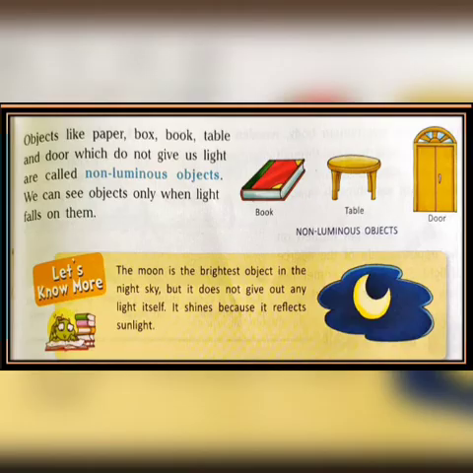Why? Because they give out light. There are some objects which do not give us light, for example paper, box, table, book. They are called non-luminous objects. We see the non-luminous objects when light falls on them, otherwise we will not see them.